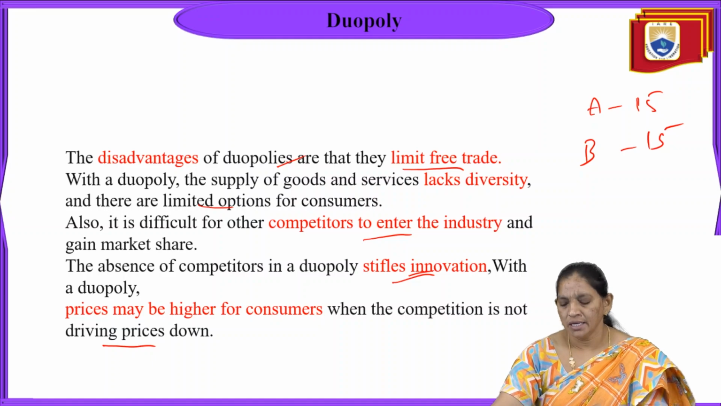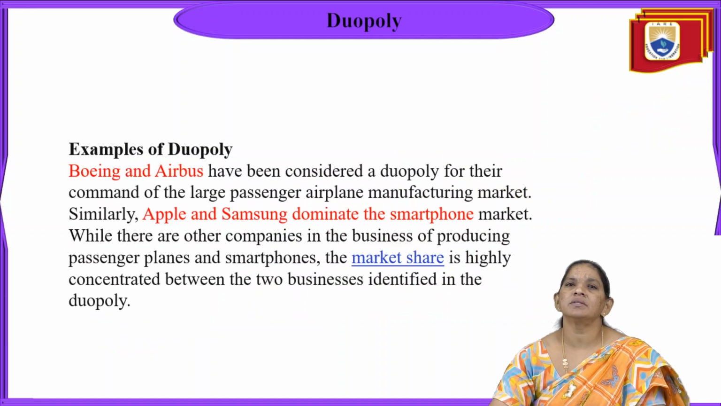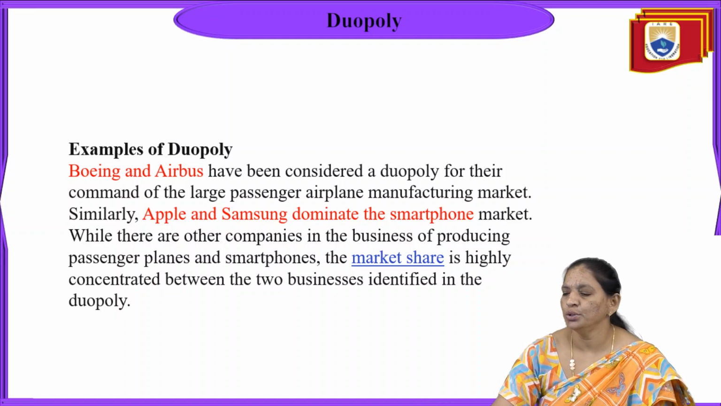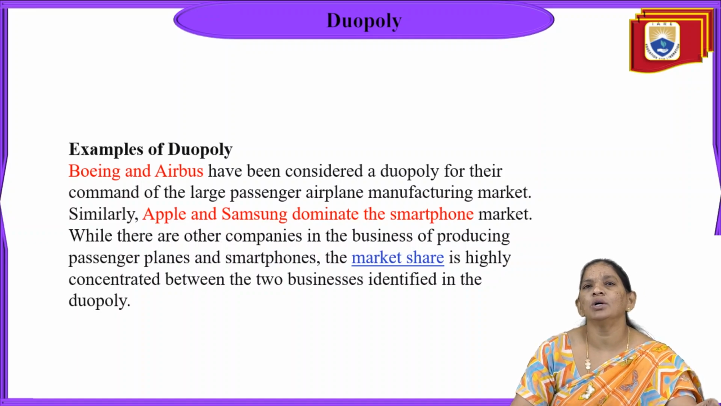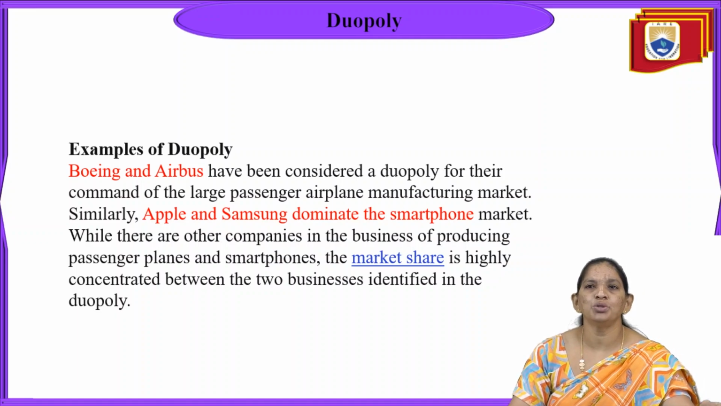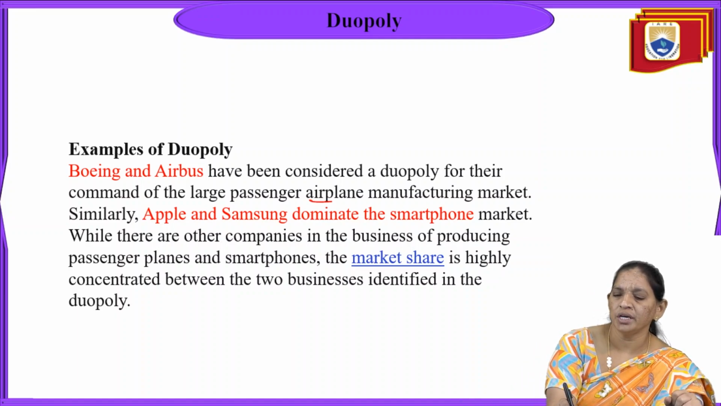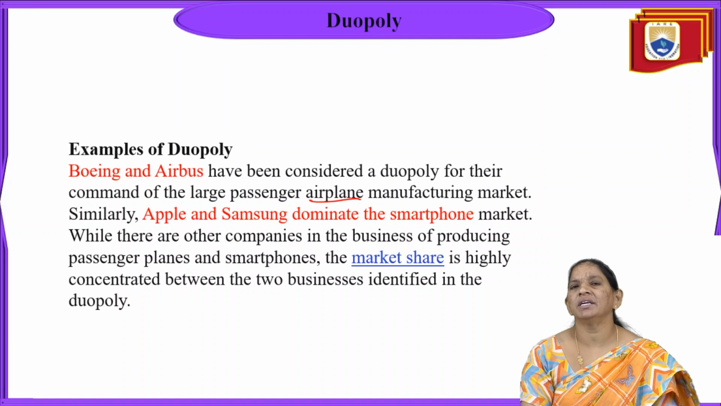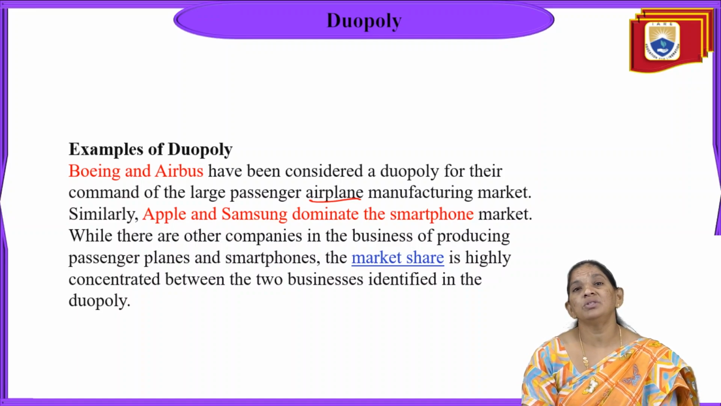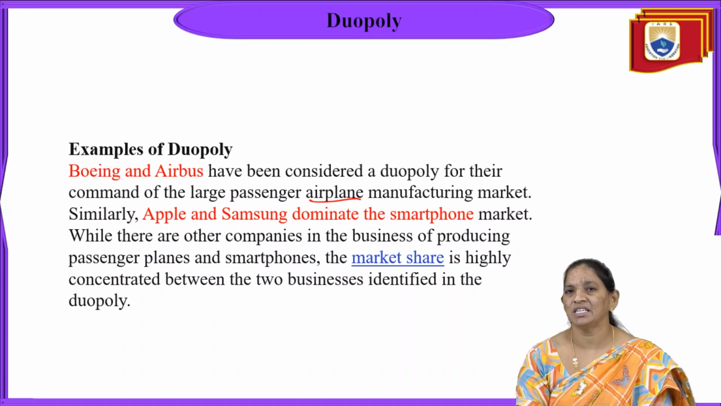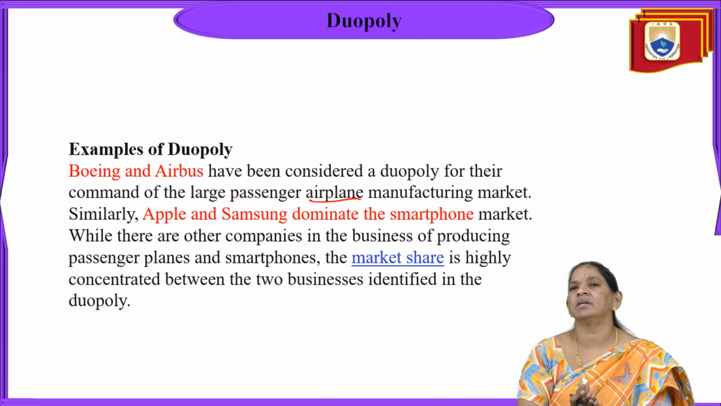Along with that, we'll see a few examples of what the Indian environment has faced relating to this duopoly. We can say Boeing and also Airbus. These two are duopoly sectors commanding large passenger airplane manufacturing. Similarly, Apple and Samsung dominate the smartphone market. As we know, the first smartphones were given by dominating players like Apple and Samsung.